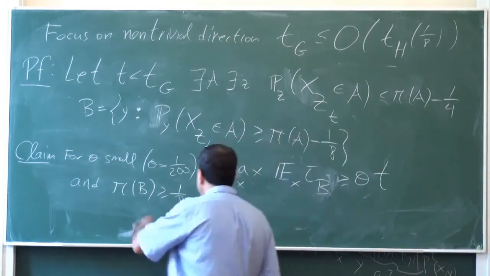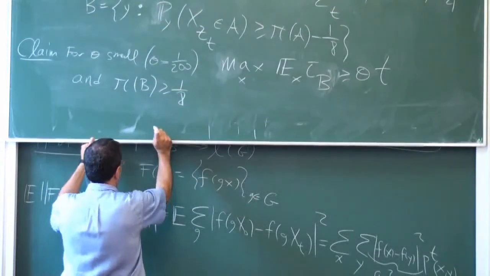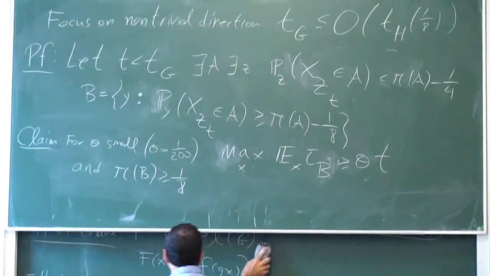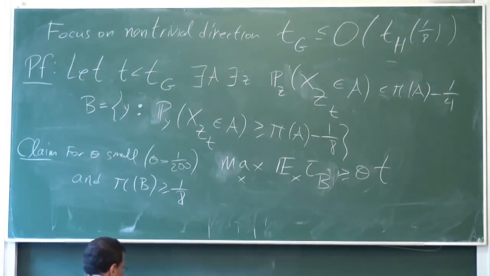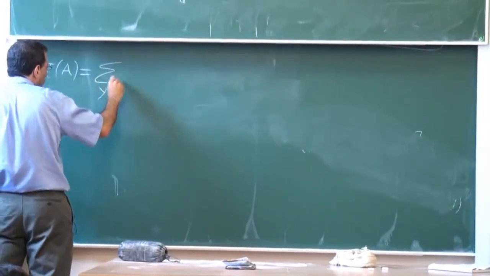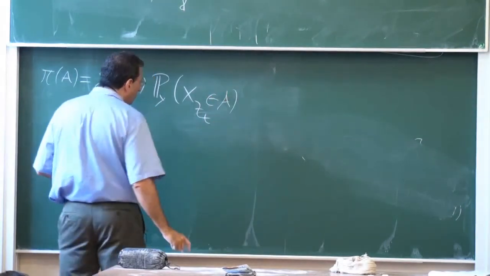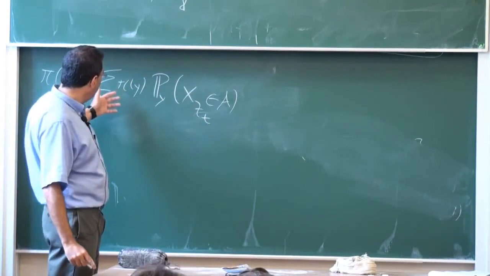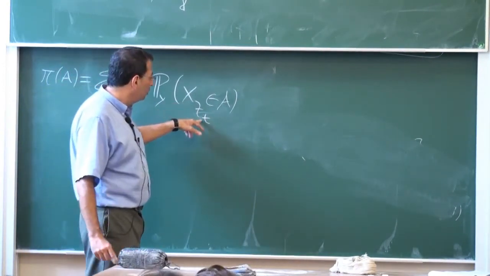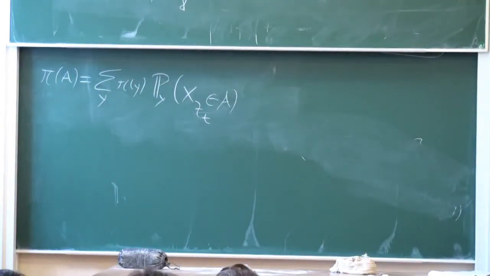All right. So let's prove these claims. One of them will be immediate: that pi B is large, because most points have a large probability to fall in A. So let's formalize that. I claim pi of A equals the sum over y of pi of y times P_y of X_Zt is in A. This just follows from stationarity of pi, because what is this saying? It says choose a point y according to pi and move forward Zt steps. But Zt is just a random variable completely independent of the chain. So if you start at stationarity, X at time Zt is also stationary.